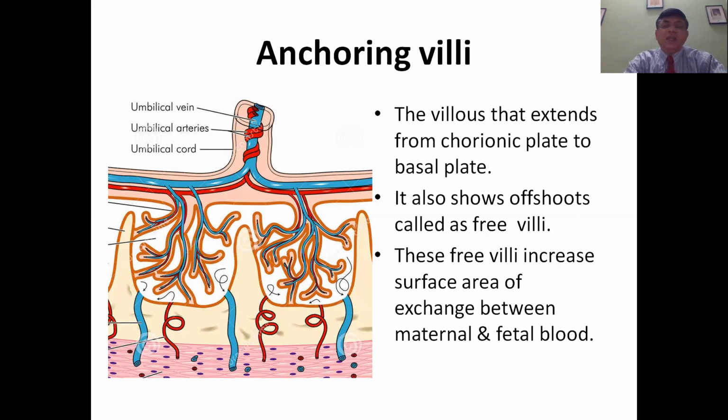So I repeat, anchoring villi is the villus that extends from the chorionic plate to the basal plate. It also shows offshoots called free villi. These free villi increase the surface area of exchange between maternal and fetal blood.